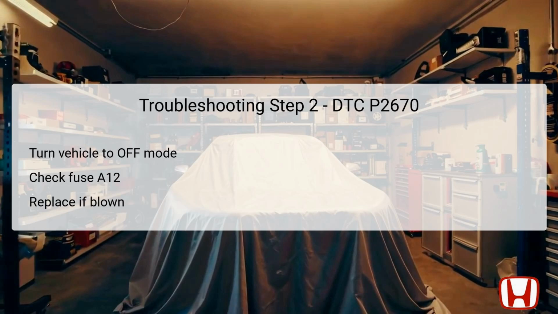For the second step in troubleshooting DTC P2670, begin by ensuring the vehicle is turned off completely. Carefully locate and check fuse A12, which is responsible for supplying power to the actuator circuit within the TCM. A blown fuse may be the simplest explanation for a lack of voltage, making this step critical in the troubleshooting protocol. If the fuse is intact, you can proceed to the next step.